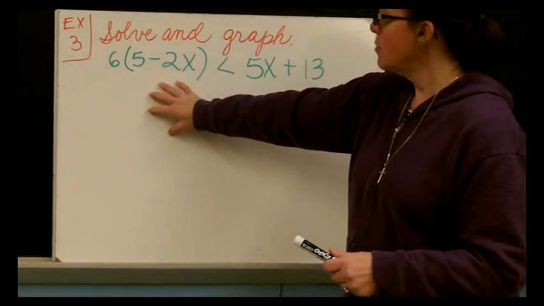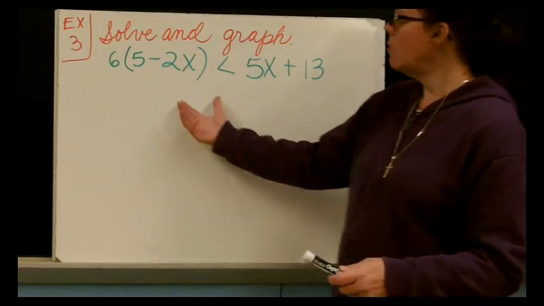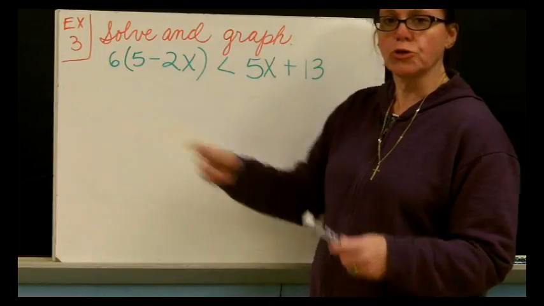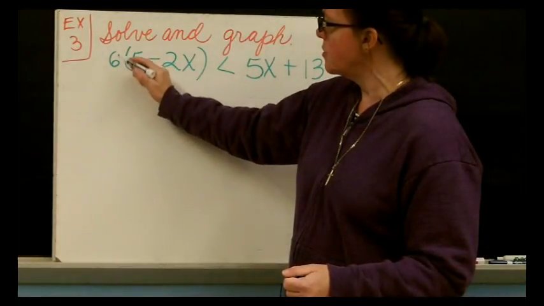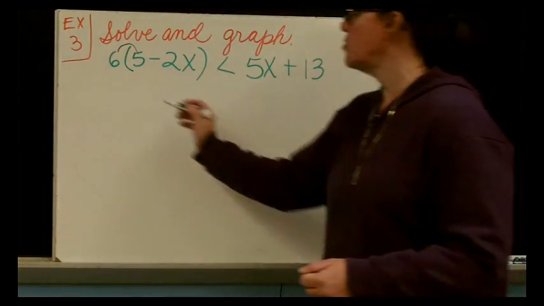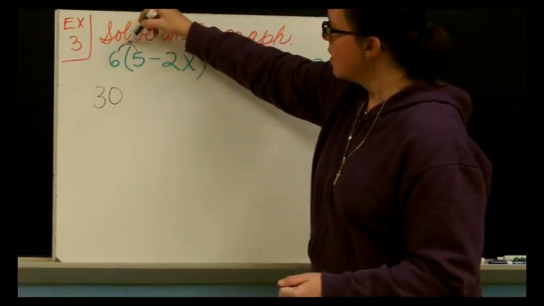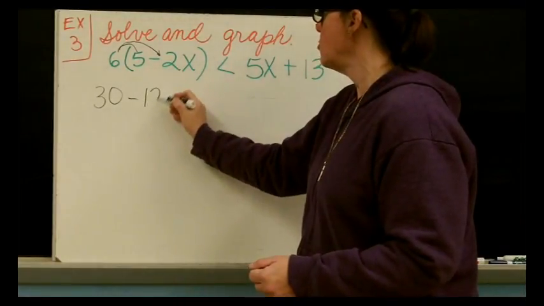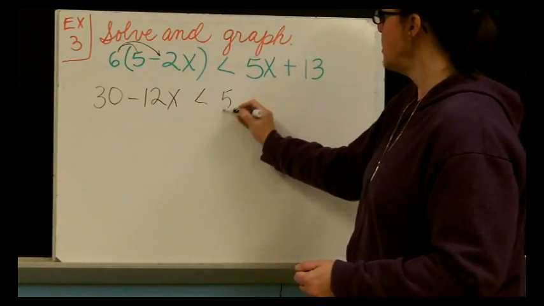So here we see a set of parentheses, and you know, order of operations dictates we take care of that first. And when we look, by now you know, that probably means there will be the distributive property, and that is true. So the first thing we have to do is use our distributive property principle. We are going to take our positive 6 and multiply the positive 5, which gives us positive 30. Then we have our 6 multiplied by the negative 2x, which is a negative 12x, is less than 5x plus 13.